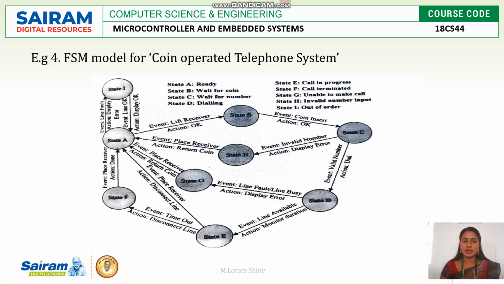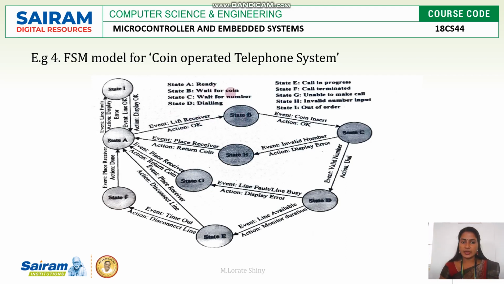The next example is the coin operated telephone system. Here we have many states: A, B, C, D, E, F, G, H, I. State A is the ready state. So initially the system will be in the ready state. Okay. So it will be waiting for the user. So the user will lift the receiver. So the action is OK, and the system will go to state B.